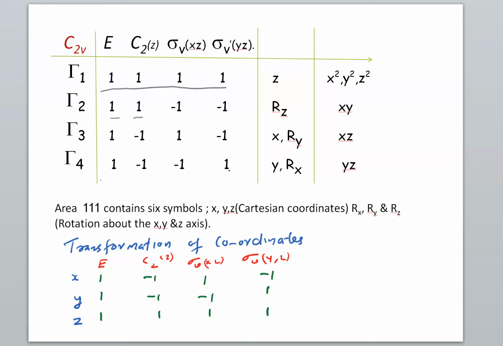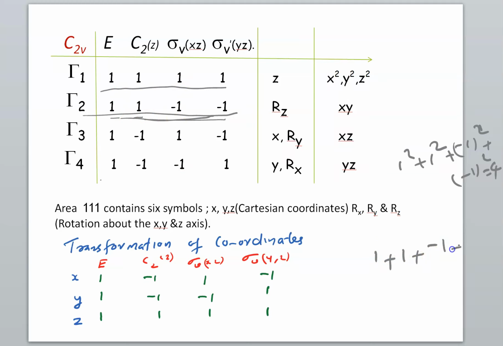Okay, we can check. Is it normalized or orthogonal? In the case of this representation, 1 square plus 1 square plus minus 1 square plus minus 1 square should be equal to 4. It is 4 itself. Okay, and also these two should be orthogonal. That is, multiplying this with this and summing over all the operations, we should get 0. That is 1 into 1, 1, plus 1 into 1, 1, plus 1 into minus 1, minus 1, plus 1 into minus 1, minus 1, equal to 2 minus 2, which is equal to 0. By considering all these, gamma 1 and gamma 3 should be orthogonal.